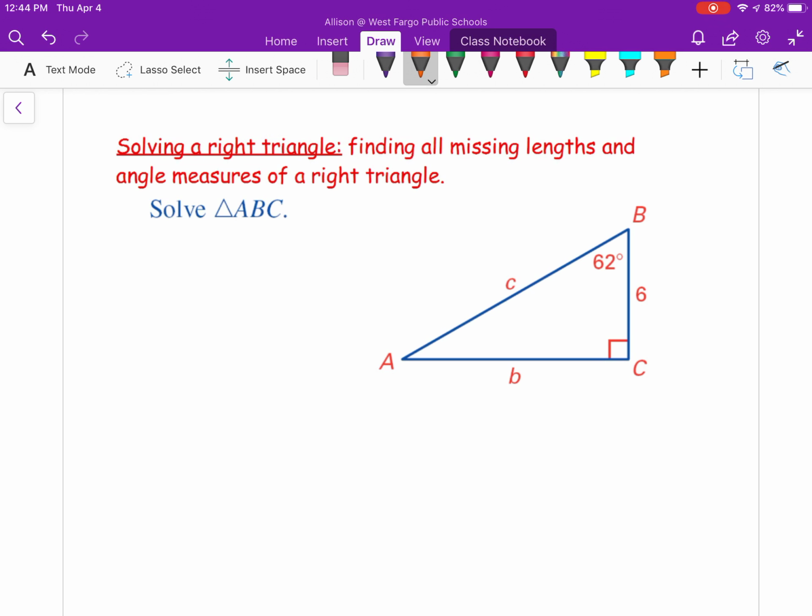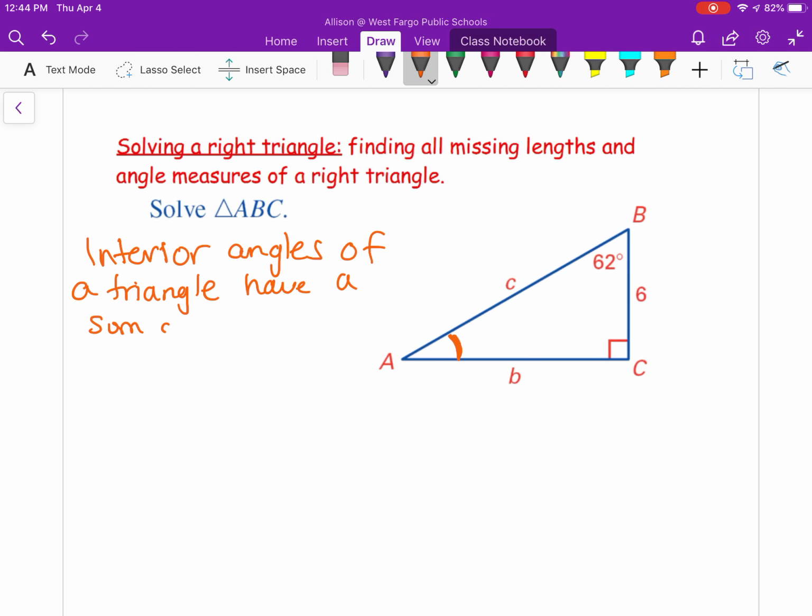So solving a right triangle means to find all missing lengths and angle measurements of the right triangle. First, it looks like we are missing the measure of angle A here. One thing you have to remember about a triangle is that the interior angles of a triangle have a sum of 180 degrees.